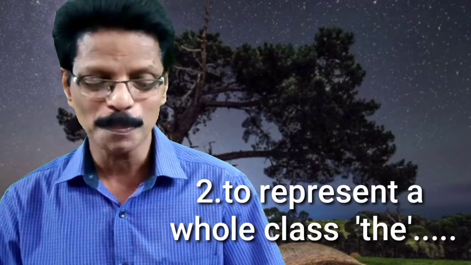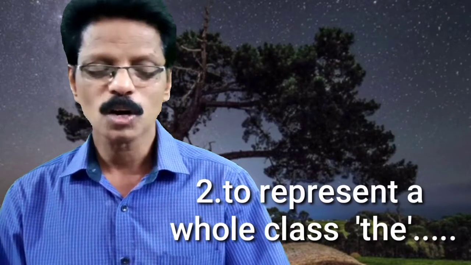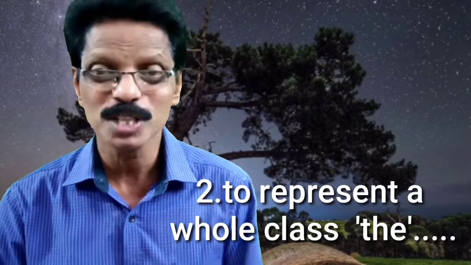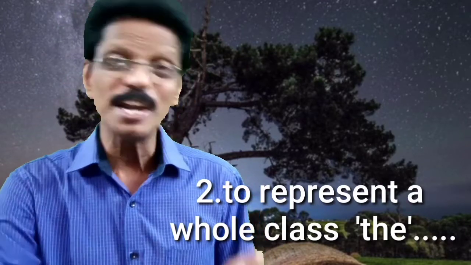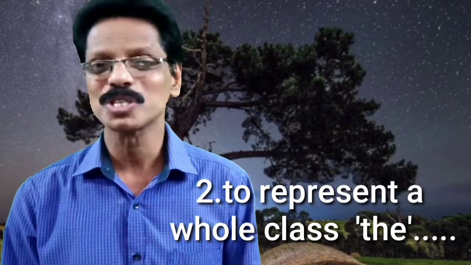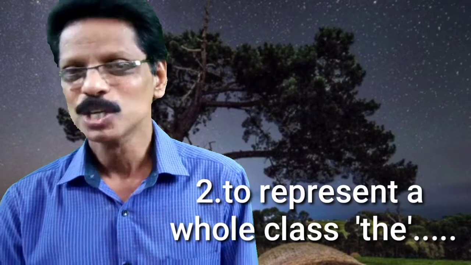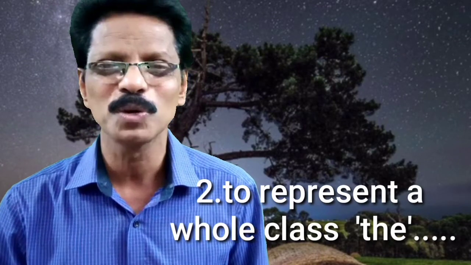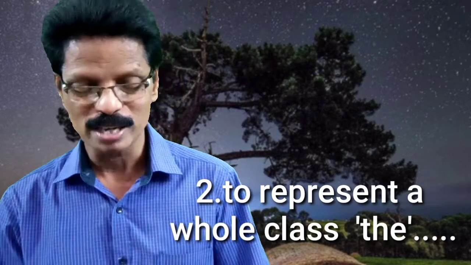The rich, the poor. Or, the rose is a lovely flower. The rose means not any rose, but the entire class of rose flowers. The rose, the rich, the poor. So when we want to mention the entire class together, we have to use the definite article.